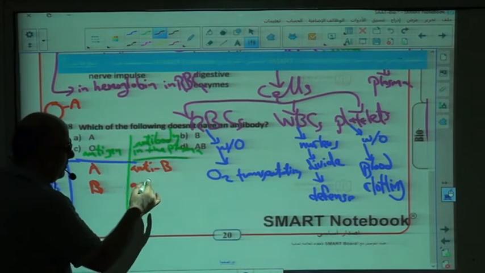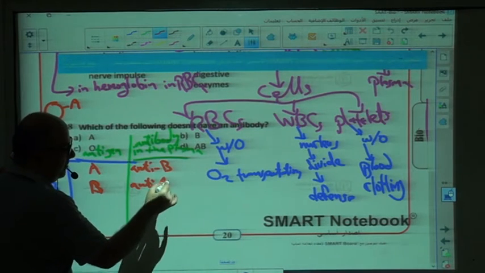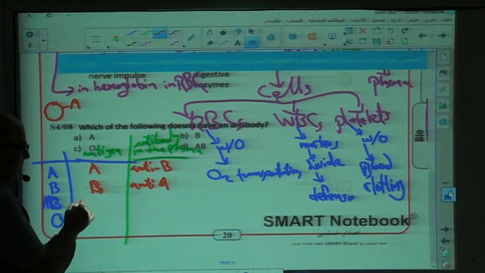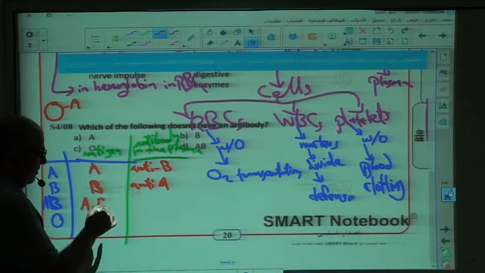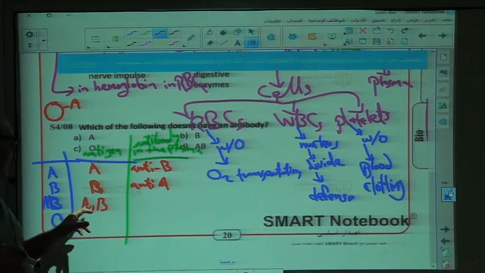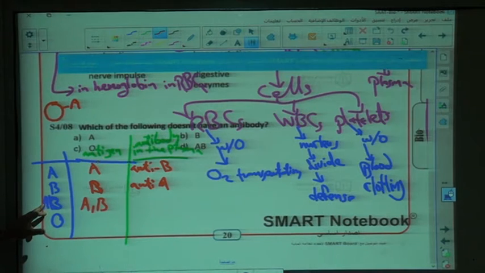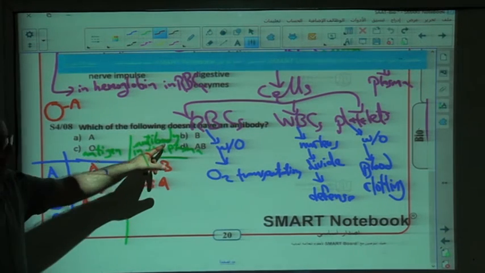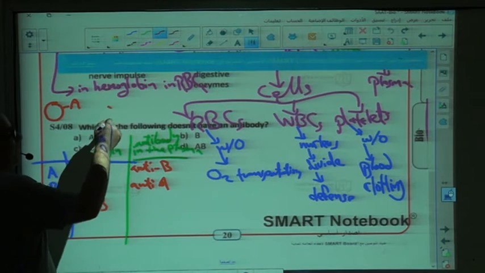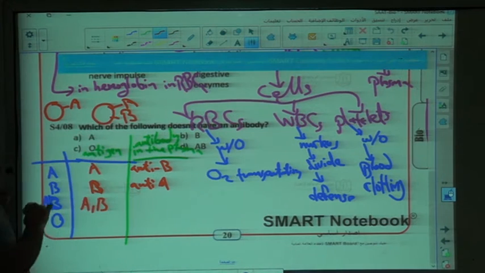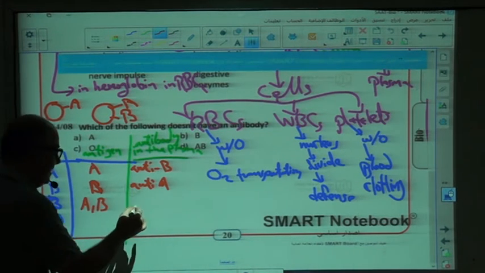Here, guys, anti what? A. Now, what about the person with blood group AB, who has antigen A and antigen B? What is the type of antibodies in the plasma of the person with blood group AB? Does he have antibodies or not? If he had anti-A, it would kill A. He doesn't have it. If he had anti-B, it would kill B. Guys, the person with the blood group AB has the two antigens on the same cell, but no antibody. So without antibody, yes, you are right.